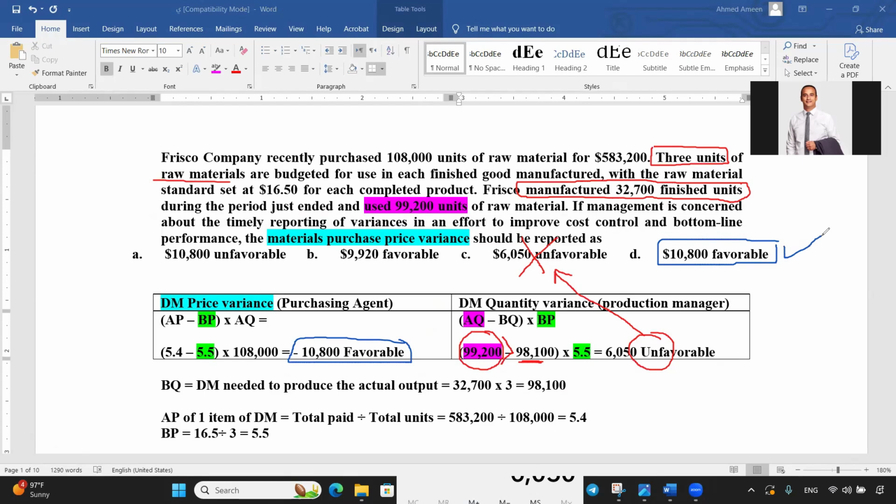But you have to take care while reading the needed item. The needed item is the material price variance, which goes with this equation or this formula. So if you didn't read the question carefully, you may reach an answer that you thought was correct while it is not. The correct answer will be D, 10,800.